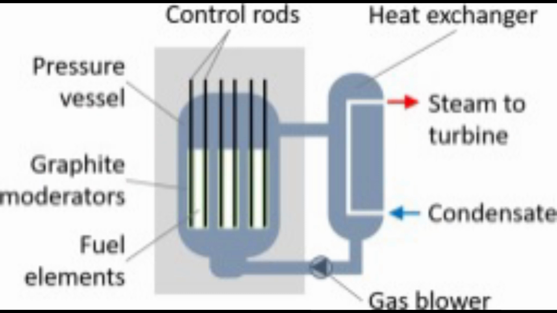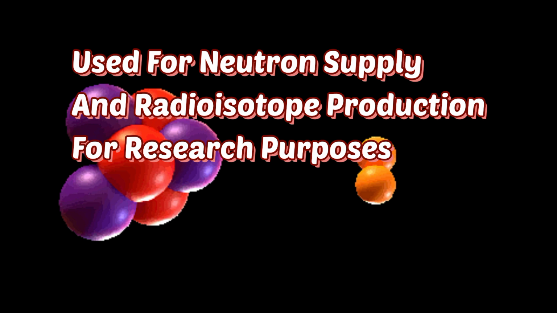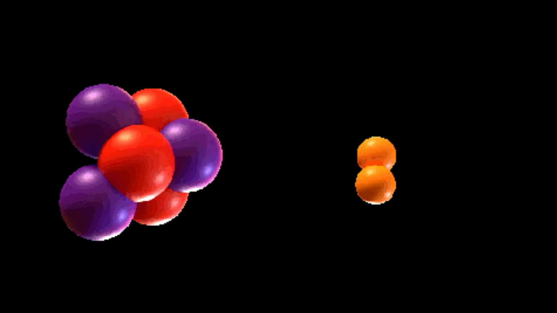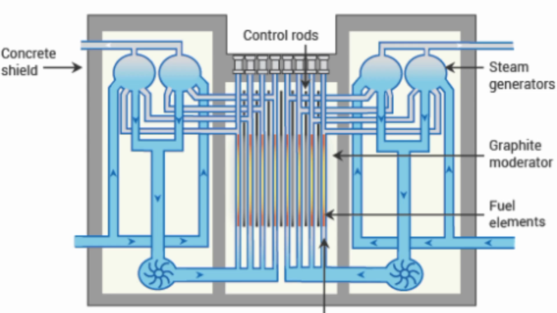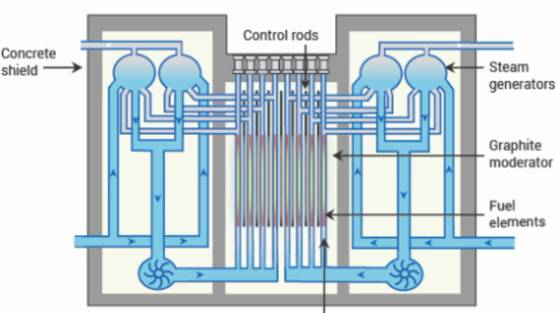The energy produced in research reactors is comparatively small. They are only used for the neutron supply and for radioisotope production for research purposes. The first type of research reactor is the graphite moderator reactor, in which graphite is used as the moderator as well as reflector. It is of heterogeneous type.